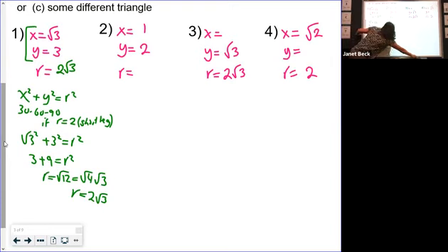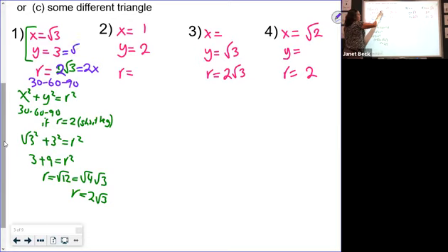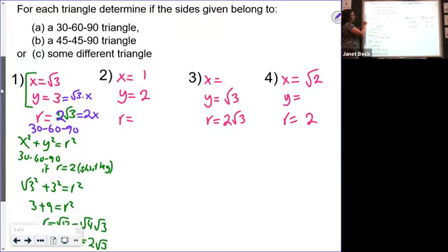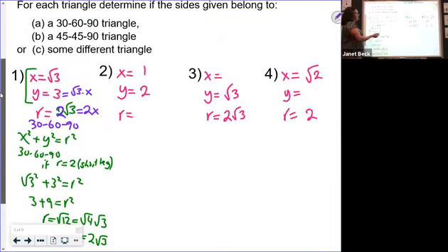And do you notice there? That's double X. So we know this is part of a 30, 60, 90. And this one was actually square root of 3 times X. Okay, so that was a 30, 60, 90. On this one, neither of them has one leg being double the other. It's the radius that's double one of them. So this is C, a different triangle.